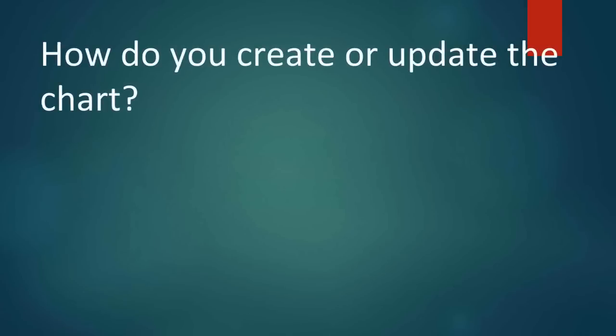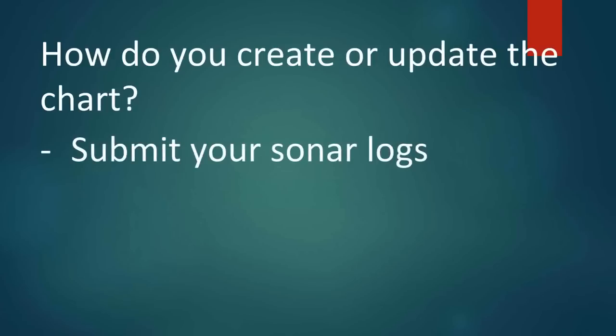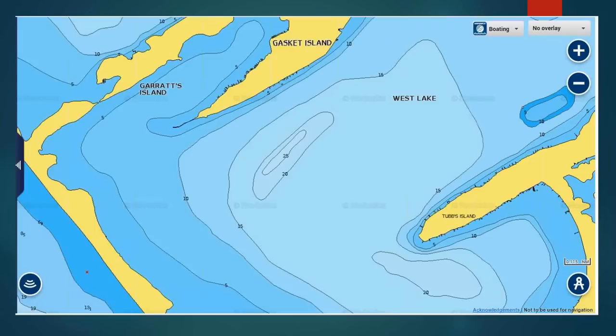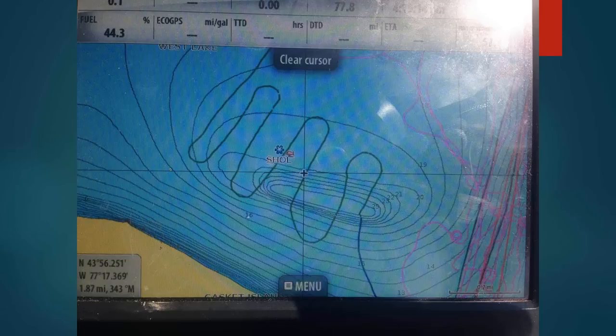Okay. So how do you create or update these charts? You submit your sonar logs, as I've been saying all along. Here is my lake again. There's the hole that it used to only show, the only data that was available, and it showed that hump as a whole. Here's just a picture I took of my chart plotter. You can see the lines here of my tracks, this is how I recorded the logs for this particular hump. So I just went over it.